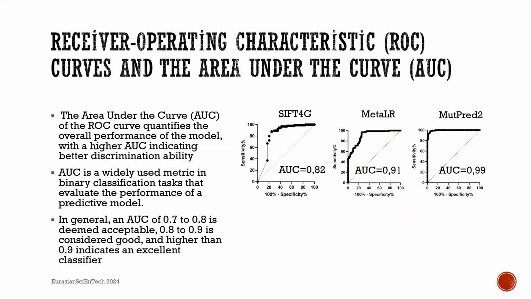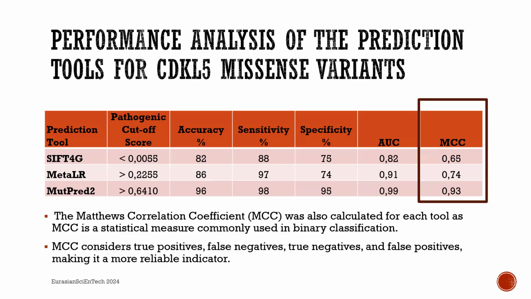In general, we can say that if we have an AUC score between 0.7 and 0.8, this is acceptable. If we have a score between 0.8 and 0.9, then this is considered good. But if we have a score higher than 0.9, this indicates an excellent classifier. So as you can see in the figure on the slide, Multipred2 and meta-LR have AUC scores higher than 0.9, and this indicates that these tools are excellent classifiers.